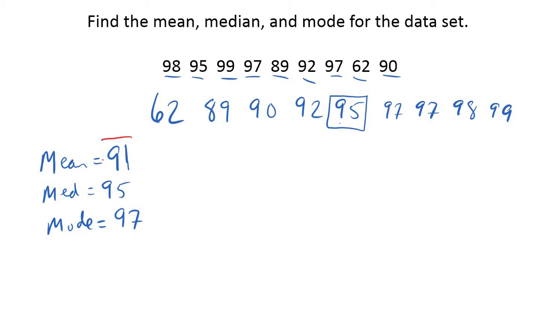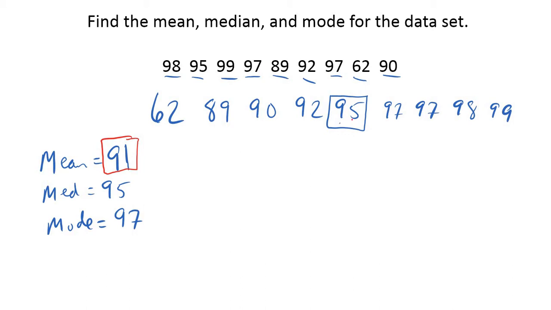Now the mean came out to be 91. How did I find that? Well, I added all these numbers up and divided by the total number. Now there's 1, 2, 3, 4, 5, 6, 7, 8, 9. So there are 9 numbers in this data set. So I added all these up, divided by 9, and that's where I got 91 from.